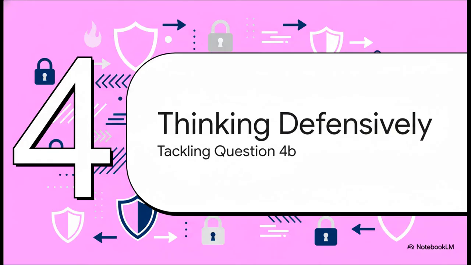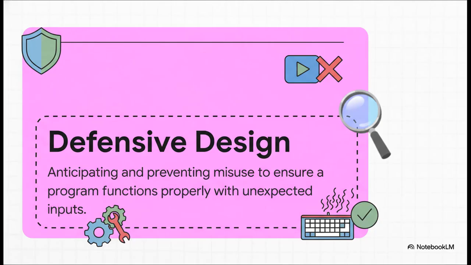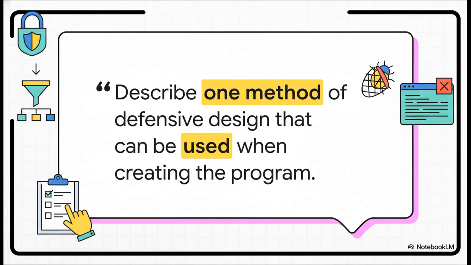Okay, great. Let's move on and tackle the next part of the question, 4B. This is where we shift gears a little bit. We're moving from what the program does to what could go wrong. This is all about thinking defensively. So what even is defensive design? Well, it's basically just anticipating problems before they happen. It's about building a program that doesn't just crash and burn when a user types in something weird or unexpected, or even tries to break it on purpose. And here's the question for this part. Describe one method of defensive design that can be used when creating the program.